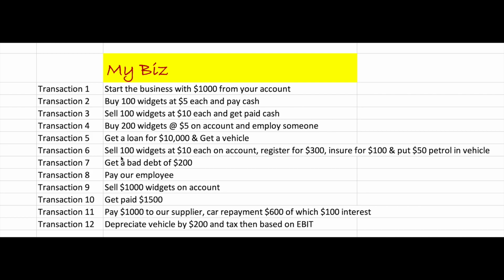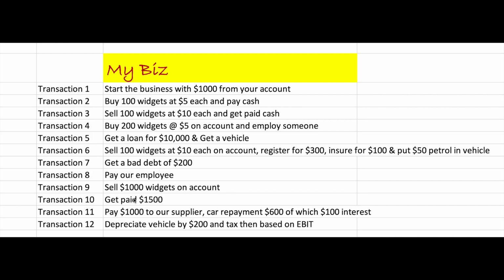We're going to get a loan. We're going to sell some more widgets. We're going to rego our car, our vehicle we just bought, insure it, and then put some petrol in it. We're going to see what happens when you get a bad debt. We're going to see when you pay your employees. You're going to sell some more widgets and have a look at what happens with your cash flow.